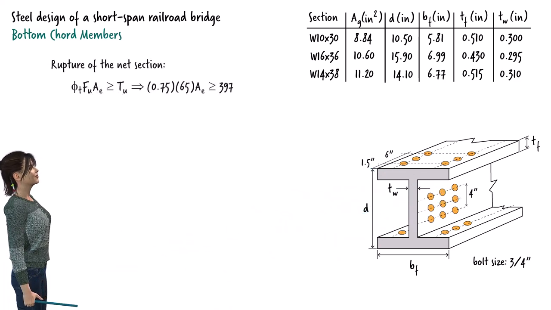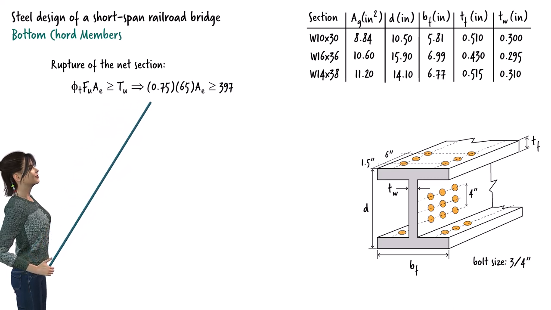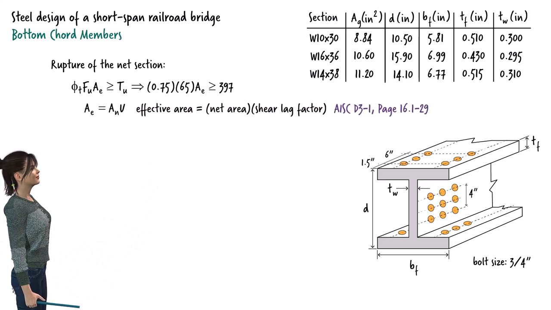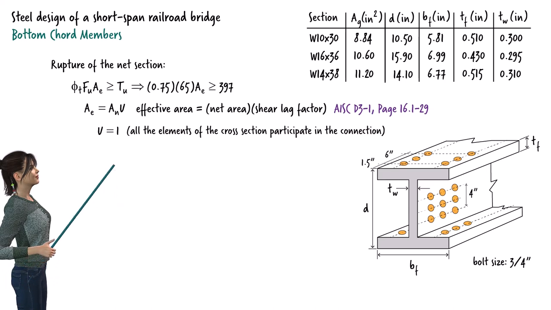The rupture of the net section limit state can be checked using this equation. Here, the strength reduction factor is 0.75. The effective area, A sub E, equals the net area of the cross-section, times the shear lag factor. Since all the cross-section elements participate in the connection, the shear lag factor equals 1.